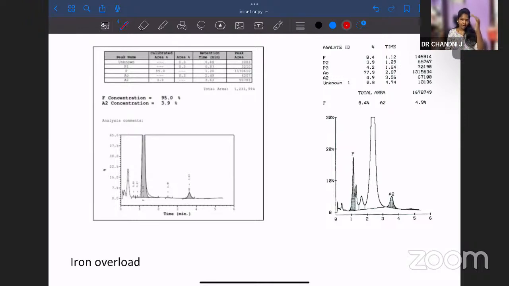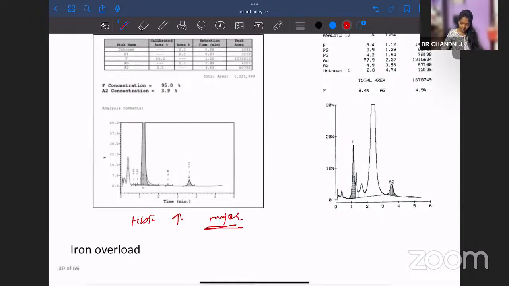So what is going to happen? HbA is going to reduce and other hemoglobins are going to increase. So when you have an HbF, fetal hemoglobin peak, that is thalassemia major. Okay. Whereas when you have an HbA2 peak, then it is thalassemia minor. Clear? F peak is major, A2 peak is thalassemia minor.